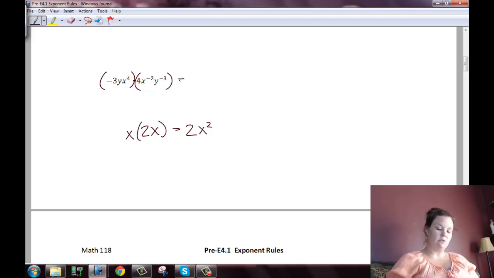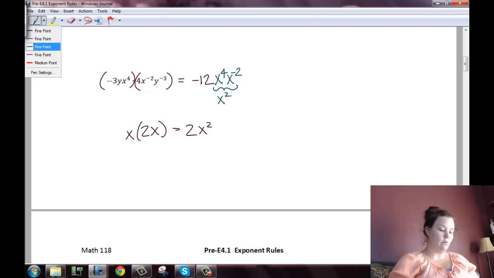Okay, we still just multiply the number part, so -3 and 4 give me -12. And then I multiply the x's. Okay, here if I multiply the x's, I have x to the 4th times x to the -2. And if I multiply those, notice I have the same base, so I add their exponents. So that's going to give me x to the +2.